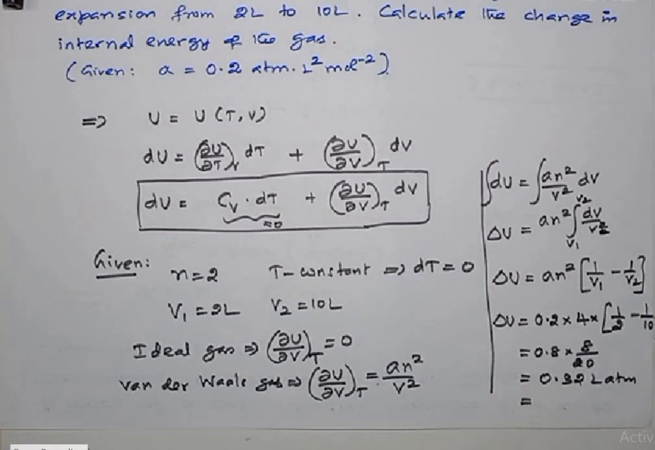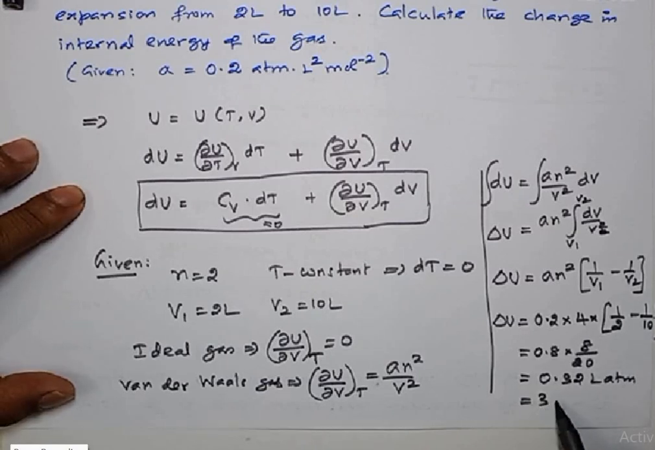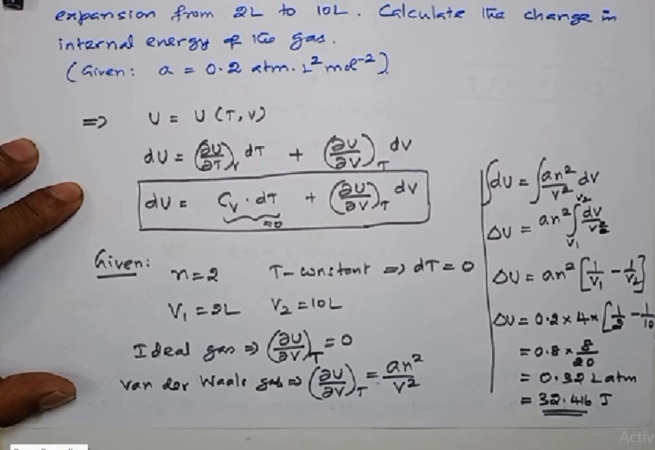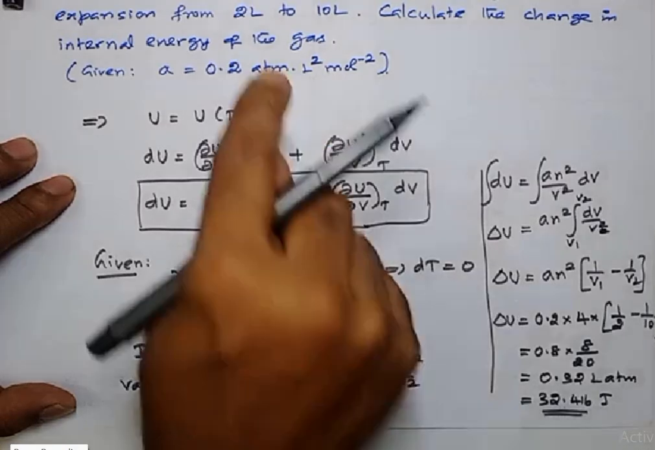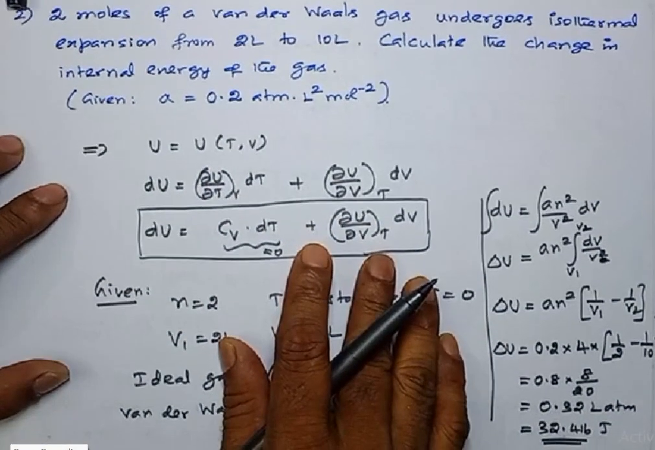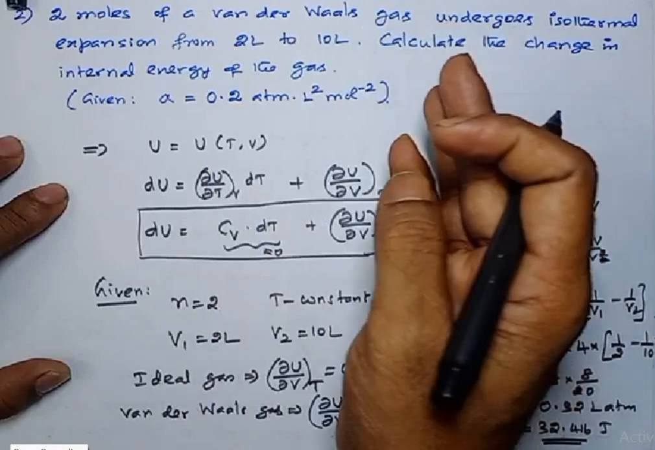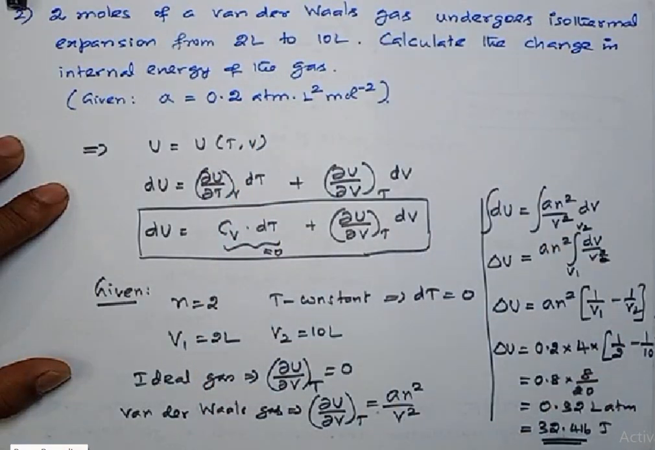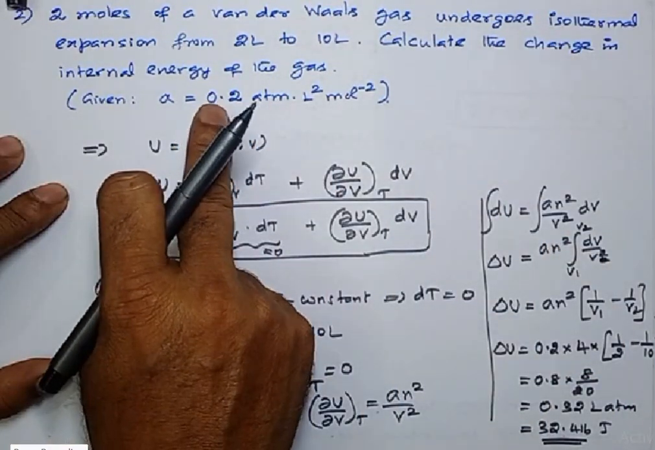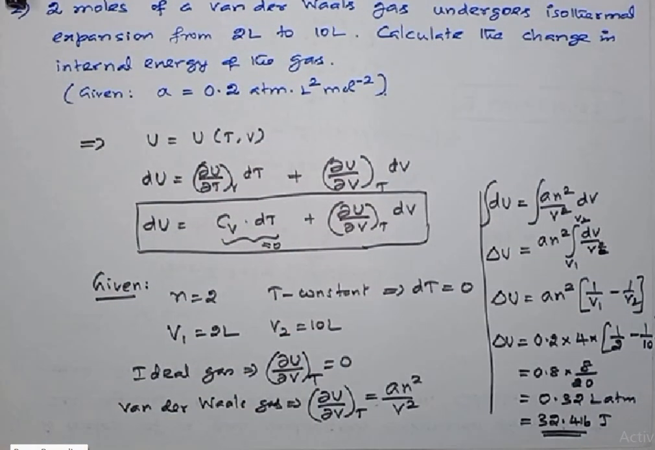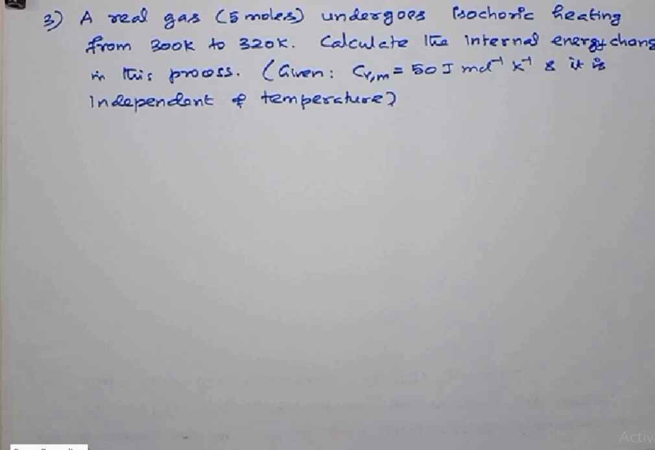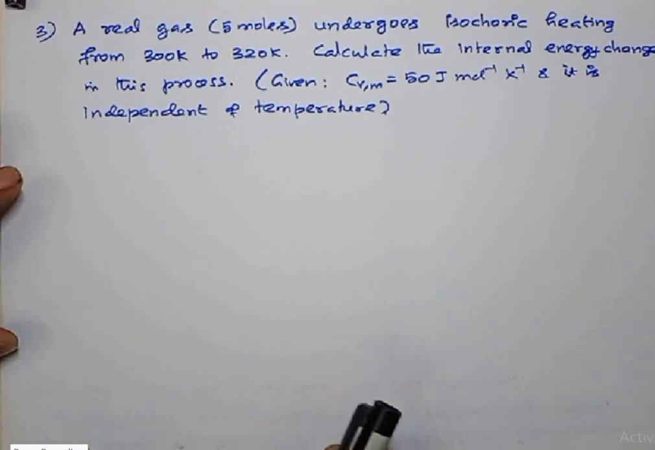So if we multiply, we will get the answer as 32.416 joules. This is the change in internal energy of 2 moles of van der Waals gas when it undergoes isothermal expansion from 2 liters to 10 liters. And for the gas, the van der Waals constant is given here. Just go through this. Next, this is problem number 3.